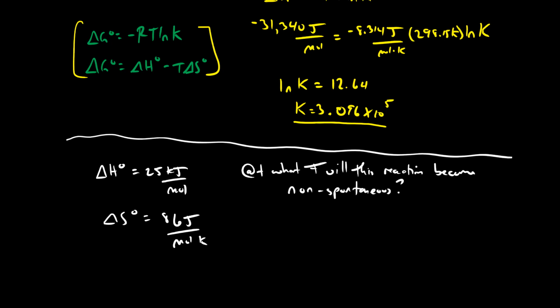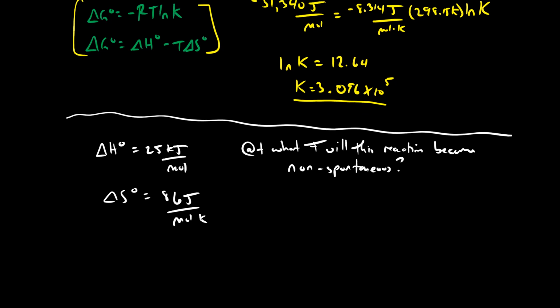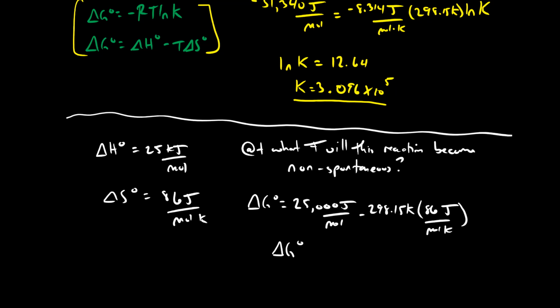Okay, so let's first figure out what delta G is under standard conditions. So under standard conditions, we have delta G naught equals our delta H naught, which is, we'll say 25,000 joules per mole, minus the temperature, which is standard temperature, so 298.15 Kelvin, times my delta S naught, which is 86 joules per mole Kelvin. So under standard conditions, the energy of this reaction is equal to negative 640.9 joules per mole. Okay, so under standard conditions, it's spontaneous.